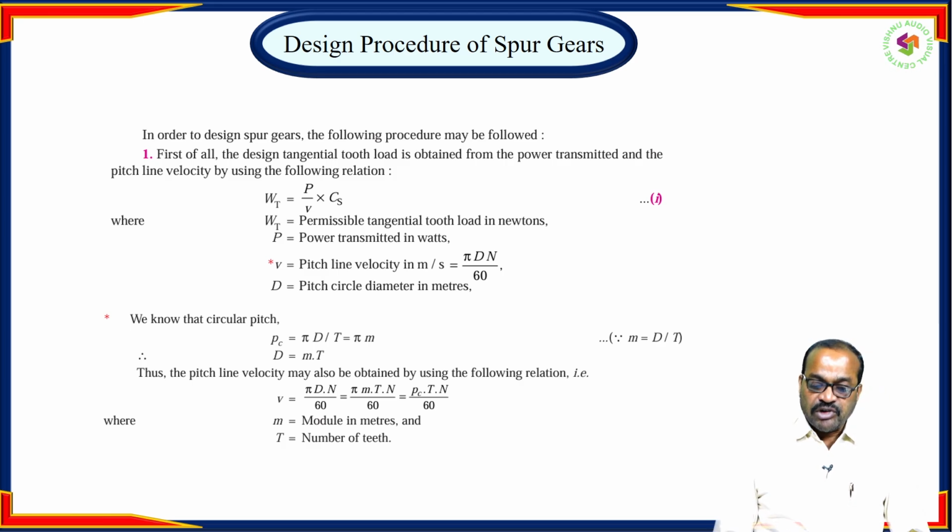Okay, the first step, we have to calculate the tangential tooth load. The symbol we mentioned here is W_T equals P by V into C_S.